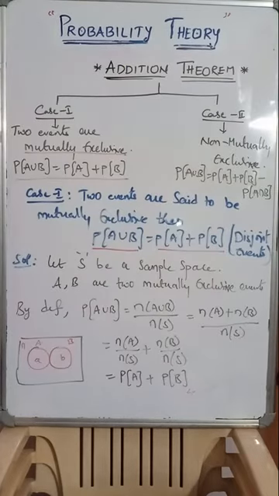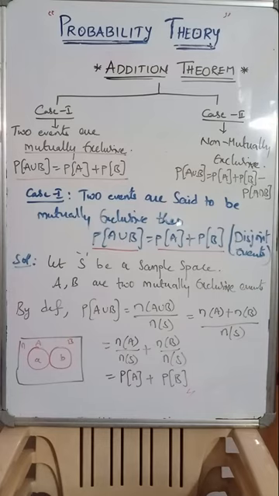So look here, addition theorem. Usually there are two cases. The first is when A and B, two events, are said to be mutually exclusive, then P of A union B, or P of A plus B, or P of A or B, all three are one and the same. P of A union B equals P of A plus P of B. Remember, when two events are said to be mutually exclusive, one prevents the other in a single trial.